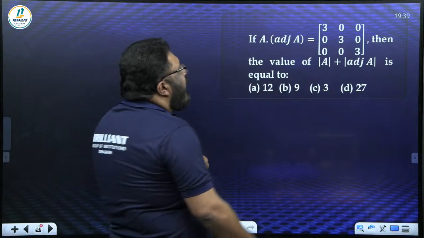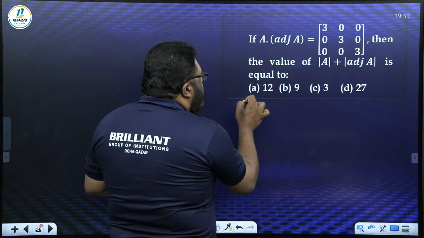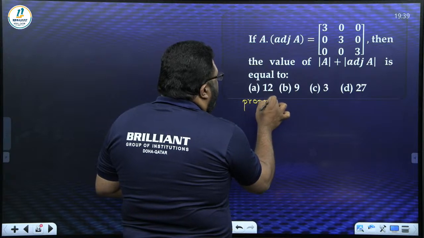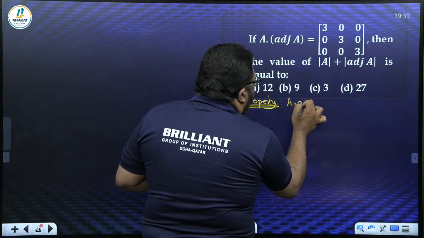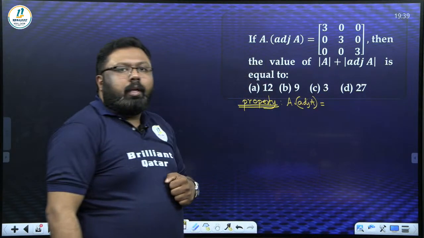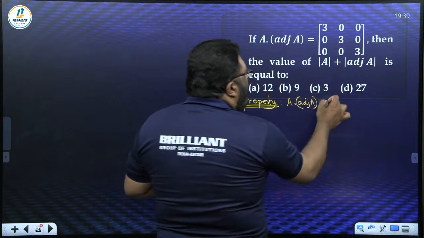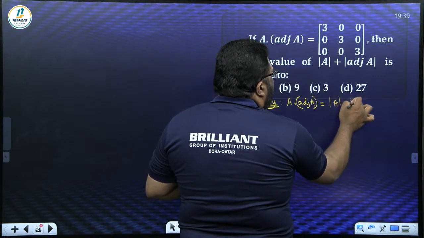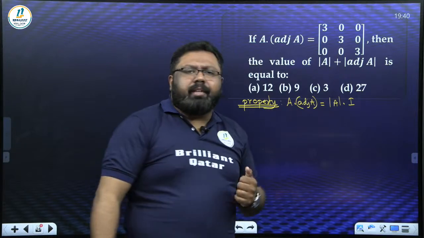Another one. Yes. Very, very important. 2 properties coming again, my dears. 2 properties from the determinants chapter are coming. Okay. First one. The product of any square matrix with its own adjoint will always result in determinant of A into I_N, where I_N means it's an identity matrix.